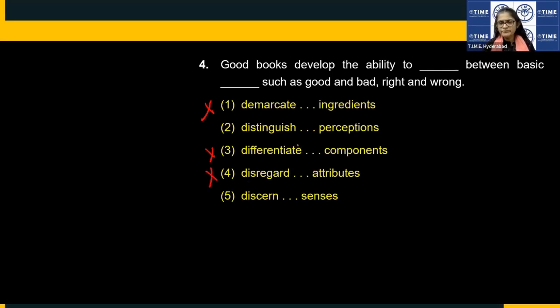Discern between, okay. Discern something is better than discern between, okay. Discern something. Anyway, it is still okay. Basic senses such as good and bad, these are not senses. Maybe sensibilities, but not senses. Hence, 2 is the answer.